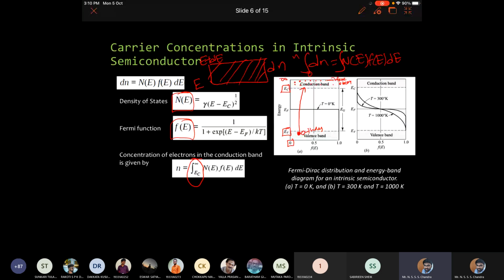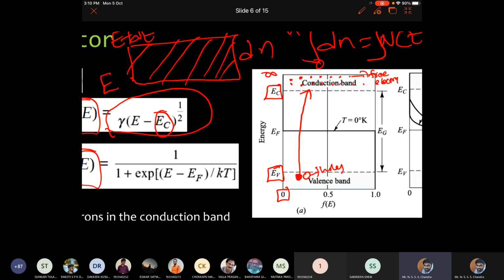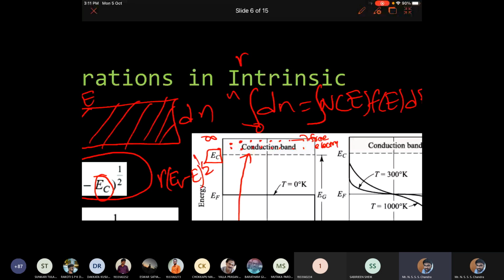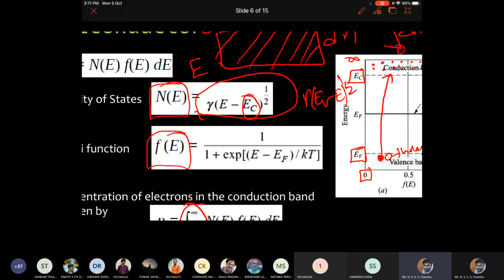The density of states function is given by gamma into (E minus EC) power half. You need not know what gamma is as of now. Those things will be covered in depth in your semiconductor physics, and because of lack of time we will not cover them now. But remember that for electrons I am writing (E minus EC) power half, where EC is your reference energy level. For holes, I would write gamma into (EV minus E) power half. In general, density of states is gamma into E power half, but because we are writing it between these limits, we write gamma into (E minus EC) power half.